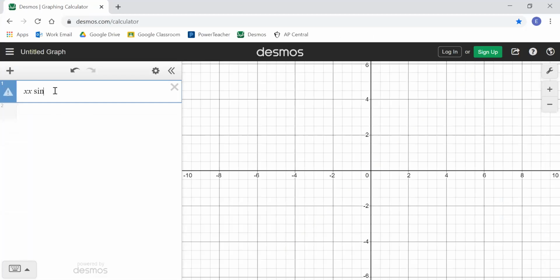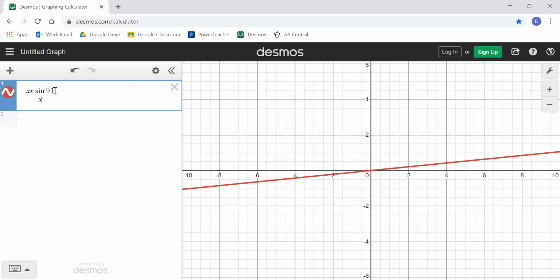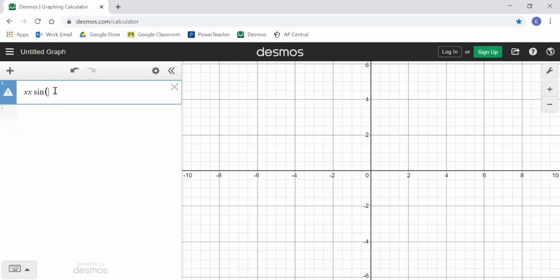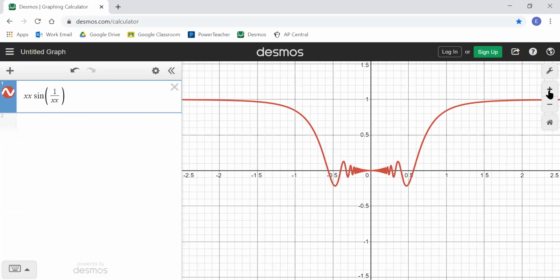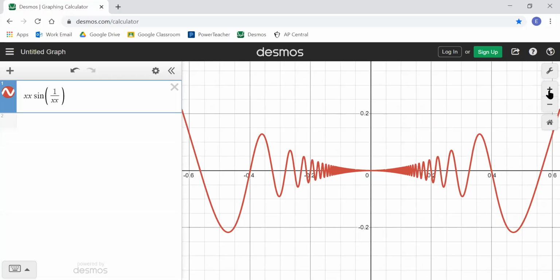X squared sine 1 over, oh, that's not right, sine of 1 over x squared. What's going on? There we go. Isn't it cool? You guys like that graph? It looks cooler when I zoom in a little bit.